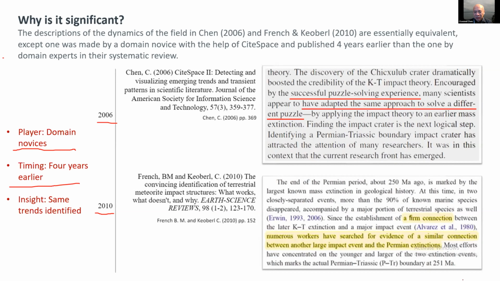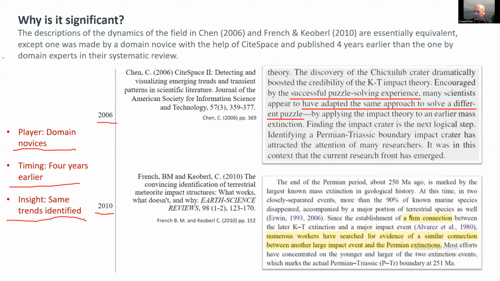So for example, numerous workers have searched for evidence for a similar connection. Which means that's a similar strategy to apply the theory to the search for a crater. So that's what they do. And the emphasis here is we reach very closely the same observation, and we can reach that conclusion a few years earlier, even without any other sources to support our observation. So that was very encouraging for us.